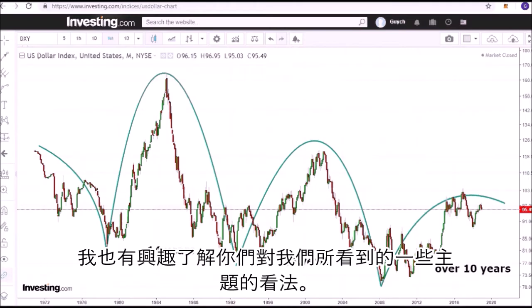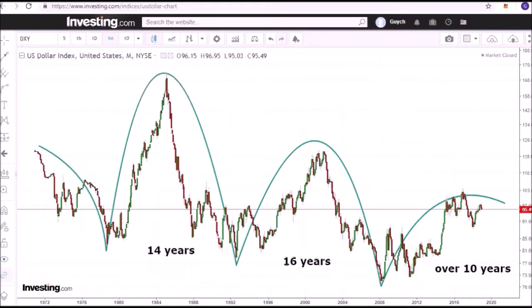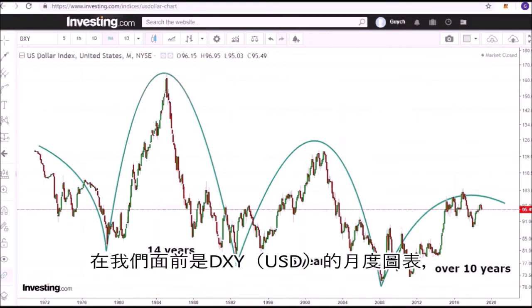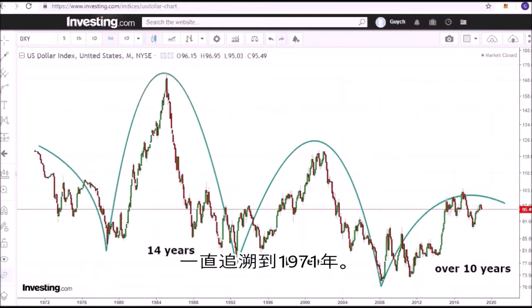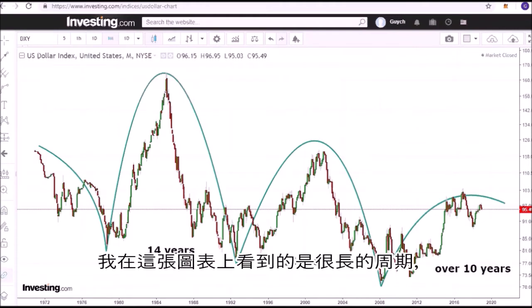And on the opposite side, I'm also quite interested to find out your opinion on some of these topics we look at. And today I want to look at the US dollar and at its longer term cycles as I see them. So in front of us is a monthly chart of the DXY going back all the way to 1971, all the way back to the time when Nixon severed the connection between the US dollar and gold. What I see on this chart is some sort of really long cycles. Let me call them, well, say, super cycles.